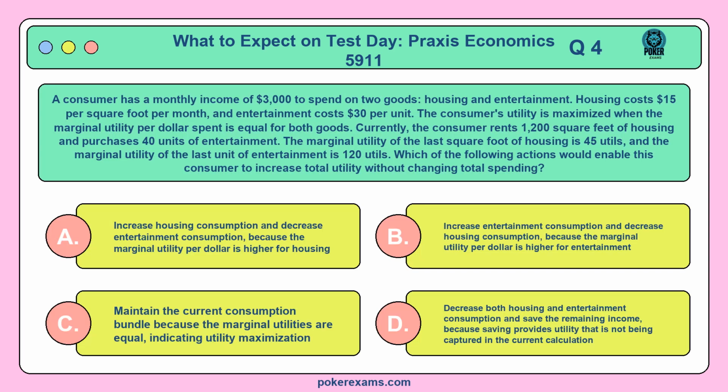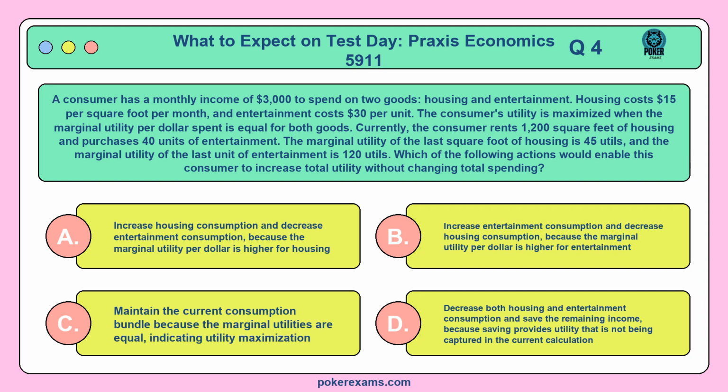Question 4. A consumer has a monthly income of $3,000 to spend on two goods: housing and entertainment. Housing costs $15 per square foot per month, and entertainment costs $30 per unit. The consumer's utility is maximized when the marginal utility per dollar spent is equal for both goods. Currently, the consumer rents 1,200 square feet of housing and purchases 40 units of entertainment.